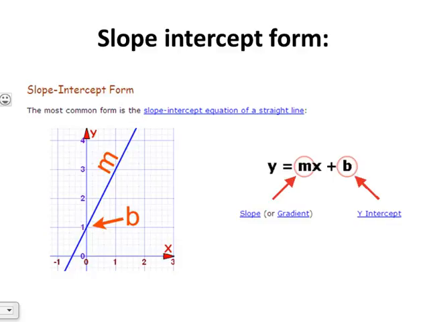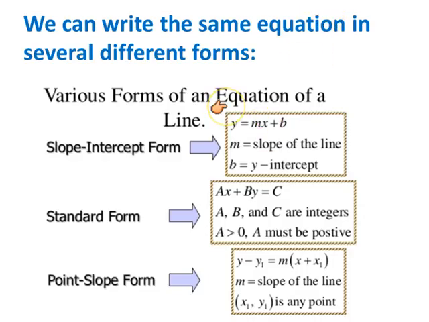Slope-intercept form, we learned this last week, where the equation is y equals mx plus b, where m represents your slope and b represents your y-intercept, where it crosses the y-axis. M tells us how steep the line is with our slope. So we can write the same equation in several different forms. We can write it in slope-intercept form, standard form, and point slope form. So no need to copy this quite yet. You will see the slide again.